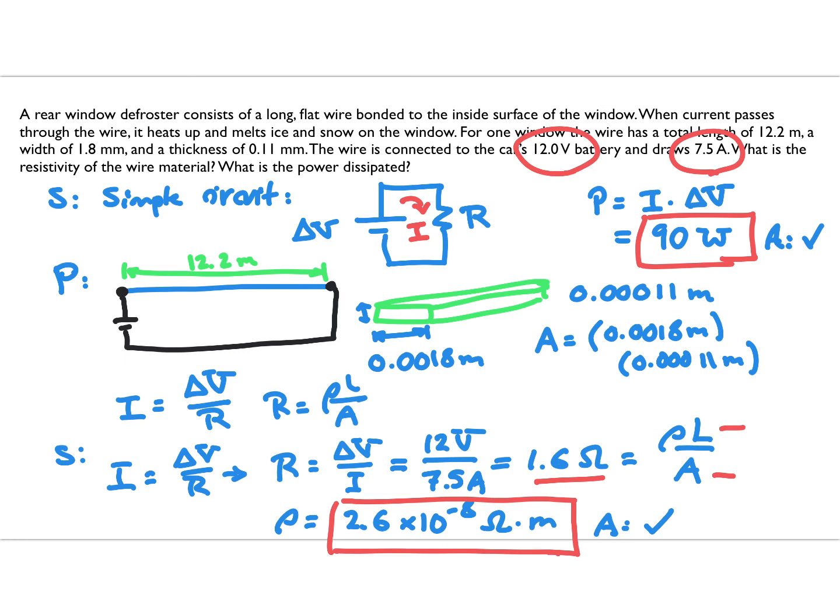And that is how we set up and solve this problem. First piece of the puzzle, strategize: treat it like a simple circuit. Preparation: we gathered relevant variables and calculated the area. Then the solution: first the resistance, and with the resistance in hand, we could find the resistivity, and then finally calculate the power. We were sure to check that the resistivity we calculated was comparable to what we might see for a wire, and that the power was a reasonable number. If you got 9,000 watts or 0.9 watts, that's not going to work. But 90 seems quite fine.